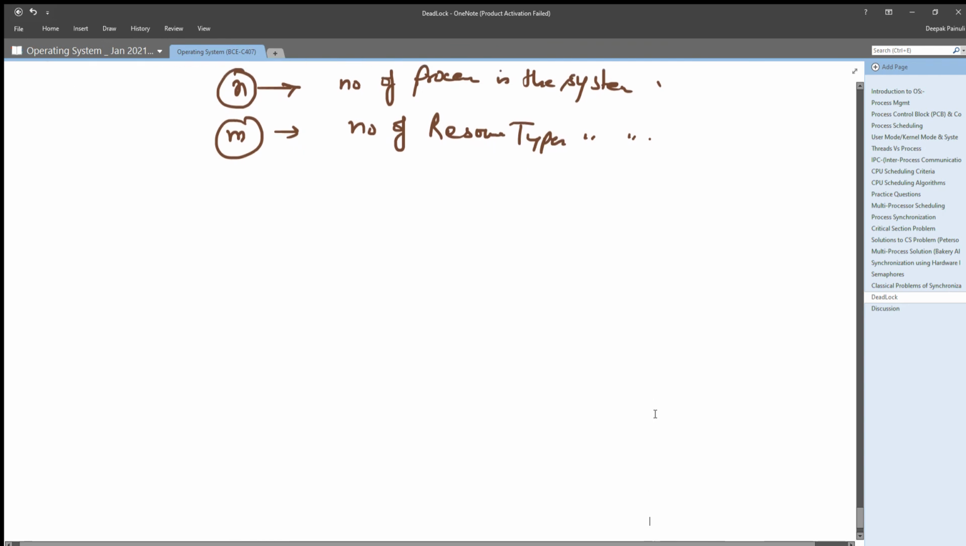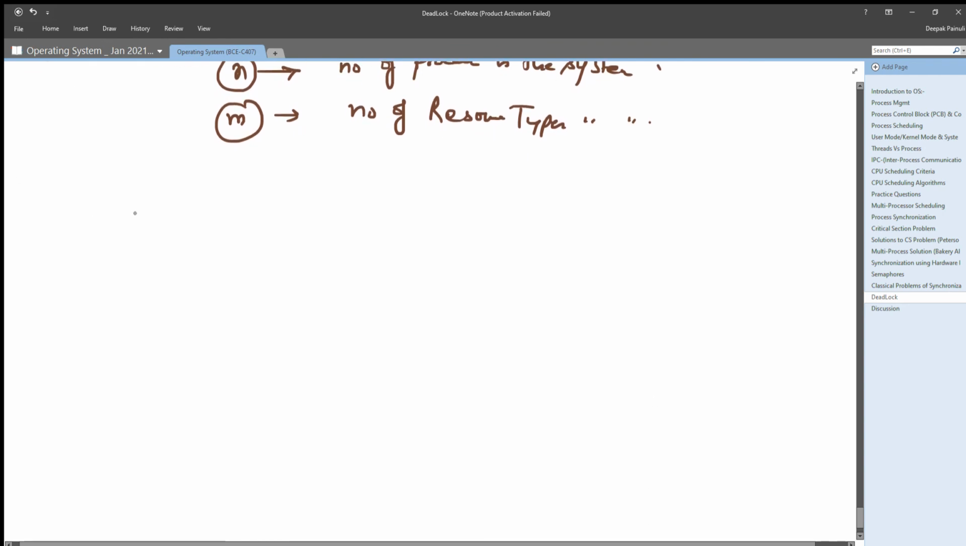Now come to the first data structure. Our first data structure will be Available.